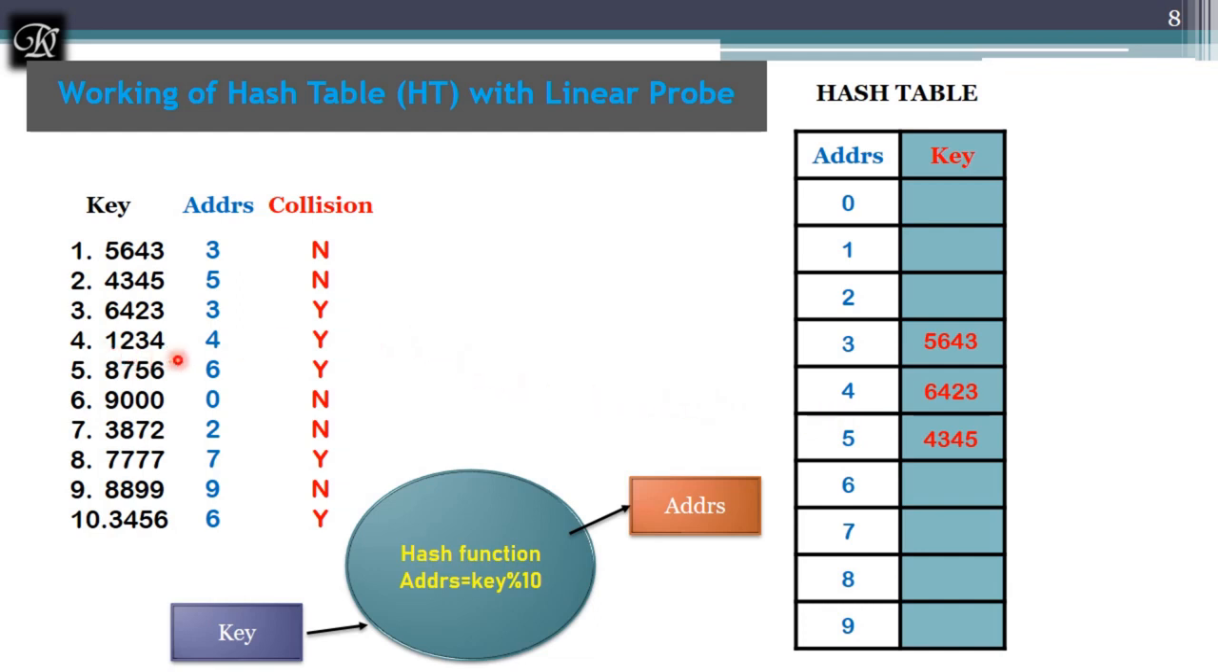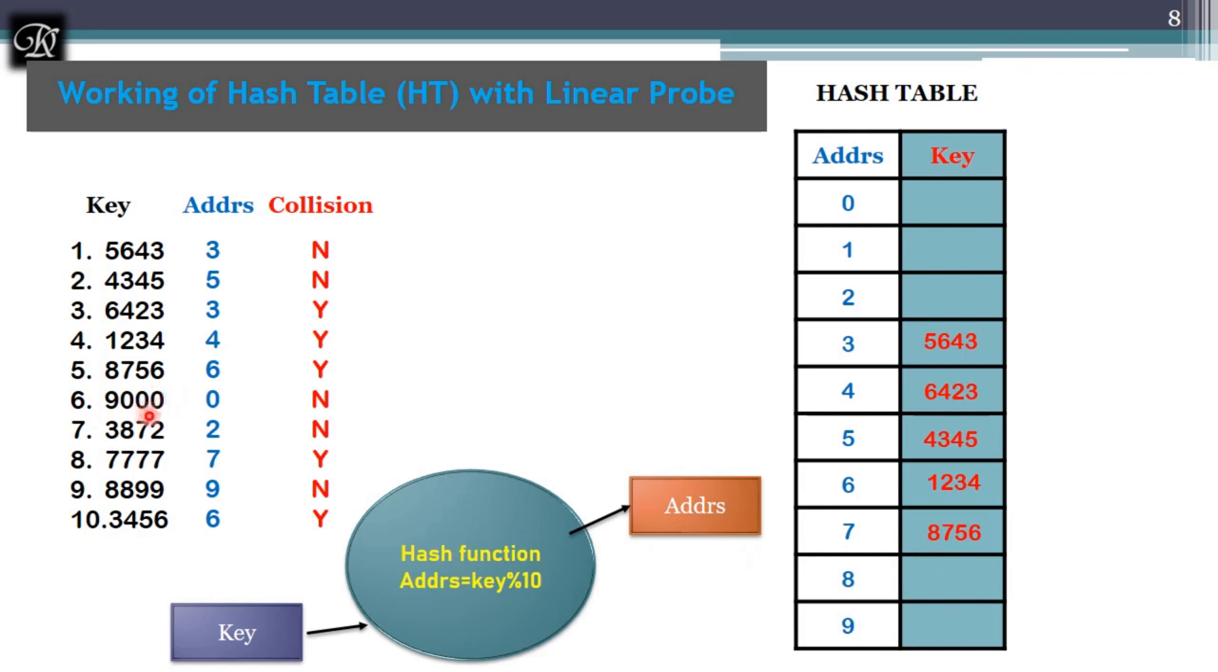Next is 1234. The address is 4. There is a collision, as the 4th location is occupied by 6423. So we have to find the next free location, which is 6, where we are going to enter it. Next, 8756. The address is 6, but that is occupied by 1234. There is a collision, so we have to find the next free location using the linear probe.